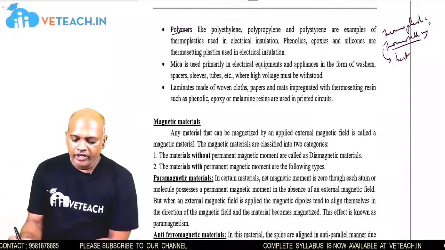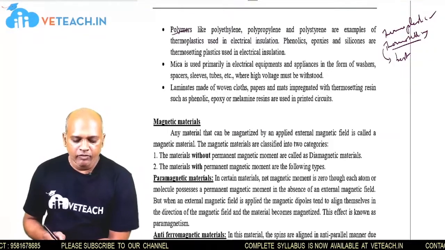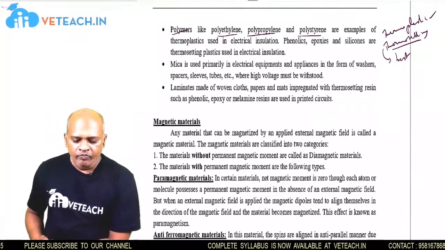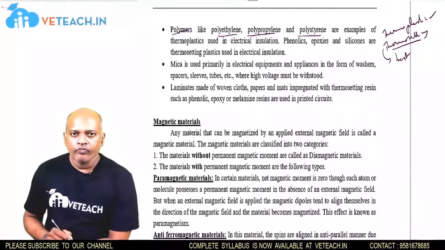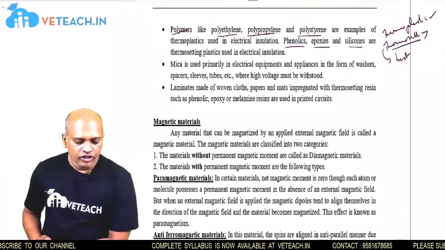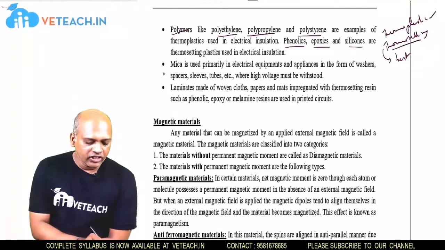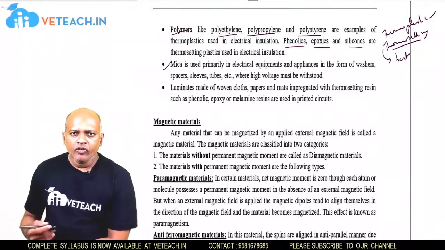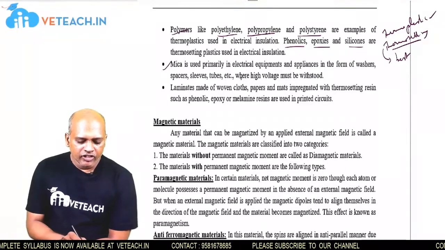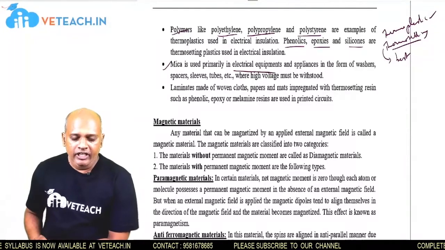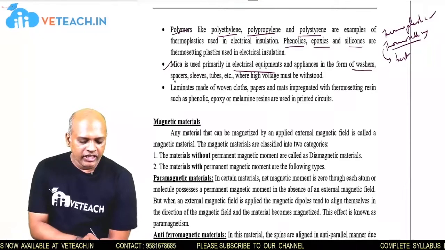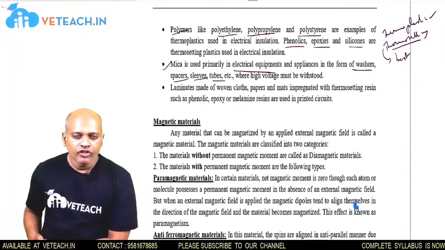The mainly used thermoplastic insulating materials are polypropylene, polyethylene and polystyrene. The best thermosetting insulating materials are phenolics, epoxides and silicones. The next one is mica. Mica is a substance which is used as an electrical insulating material in electrical equipment like washers, spacers, sleeves and tubes.